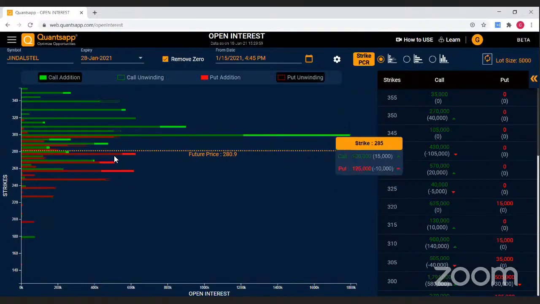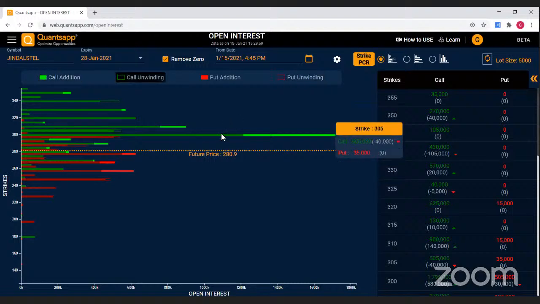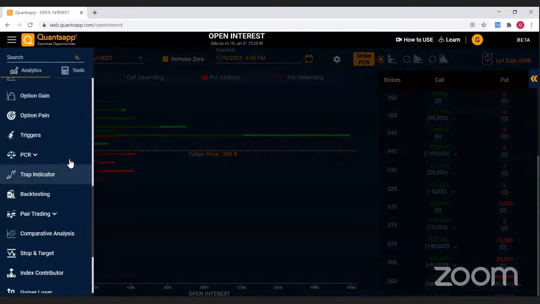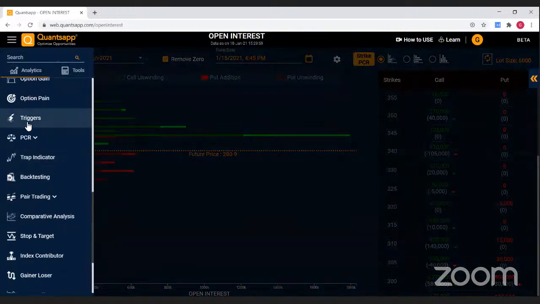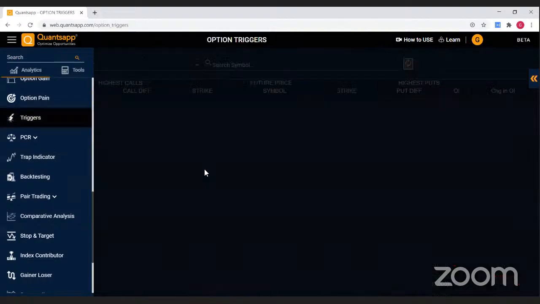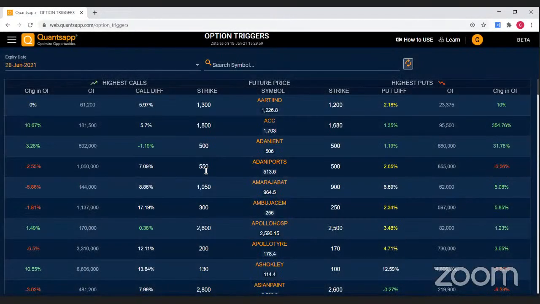There might be a decline or an increase on the call side. So the data will change every second and minute, but we are just looking at how the market participants are behaving in that particular stock. So this was about the trigger indicator, where you look at which stocks are showing likely movement.